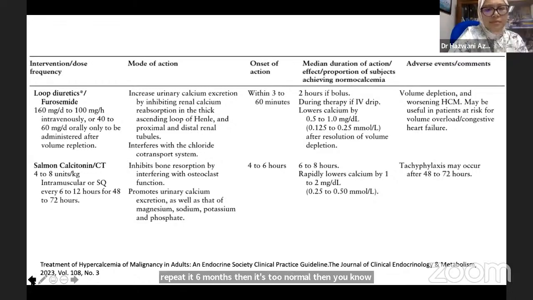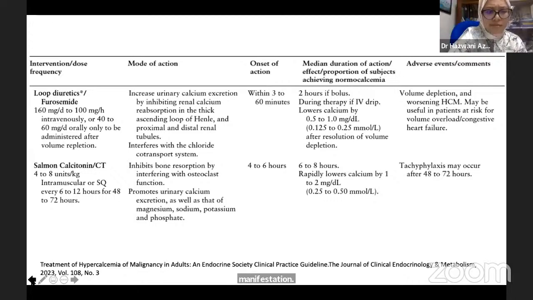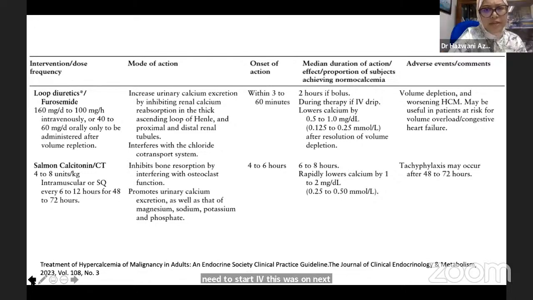Okay. So this one is to reiterate how to manage moderate to severe hypercalcemia that comes in with neuropsychiatric manifestation. Of course, saline diuresis is first. Then we need to start IV bisphosphonates concurrently. If the patient already comes with neuropsychiatric manifestation, I think it's severe enough to give the patient a second agent rather than wait for the normal saline to bring action.